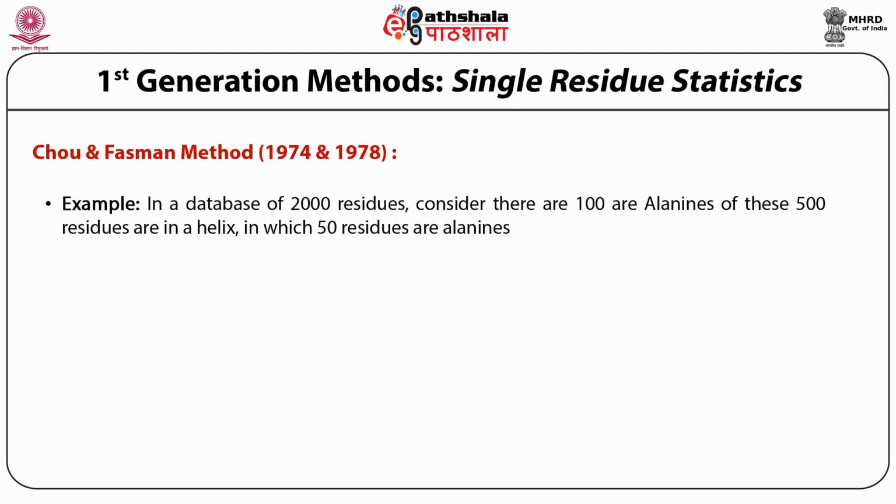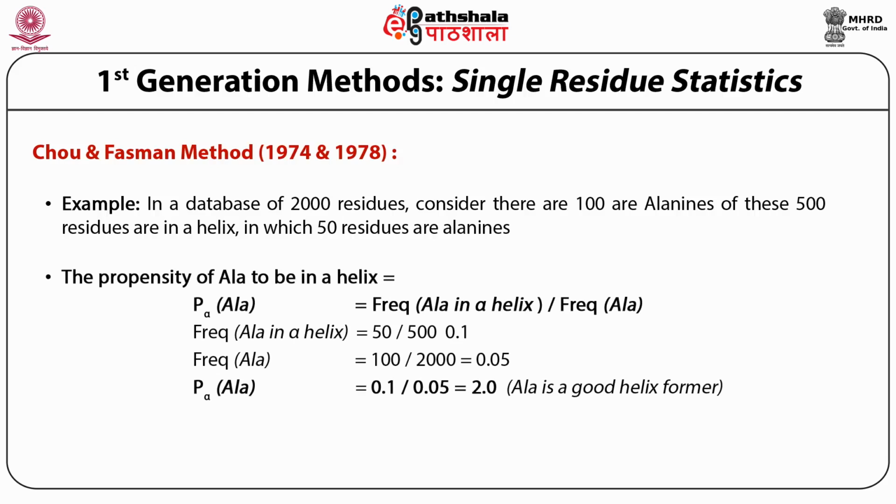For example, in a database of 2000 amino acids, consider there are 100 alanines. If we look at the helix forming residues in particular, consider there are 500 residues in which 50 of them are alanines. The propensity of alanine to be in helix can be obtained as the ratio between the frequency of alanine in a helix to the frequency of total alanines as shown here. Here, the propensity value 2 indicates that alanine is a good helix former.